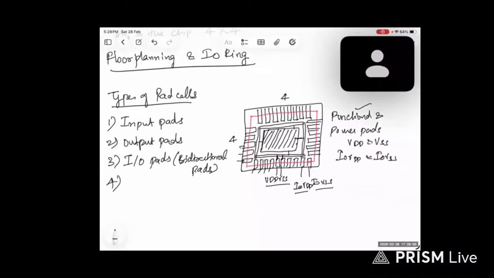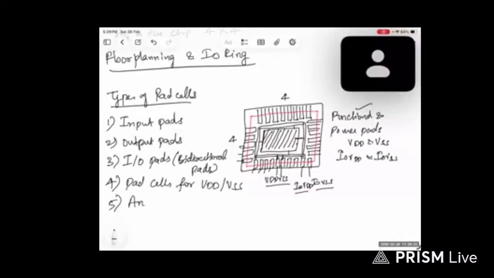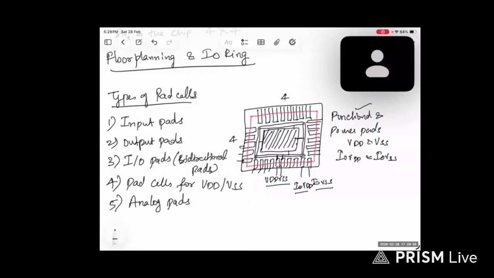Then what is left? Power pads, or core pads. It's also called analog pads. These analog pads are specifically meant for some analog. Then these analog pads also will come into the picture. So these are the grossly different types of pad cells that are there.